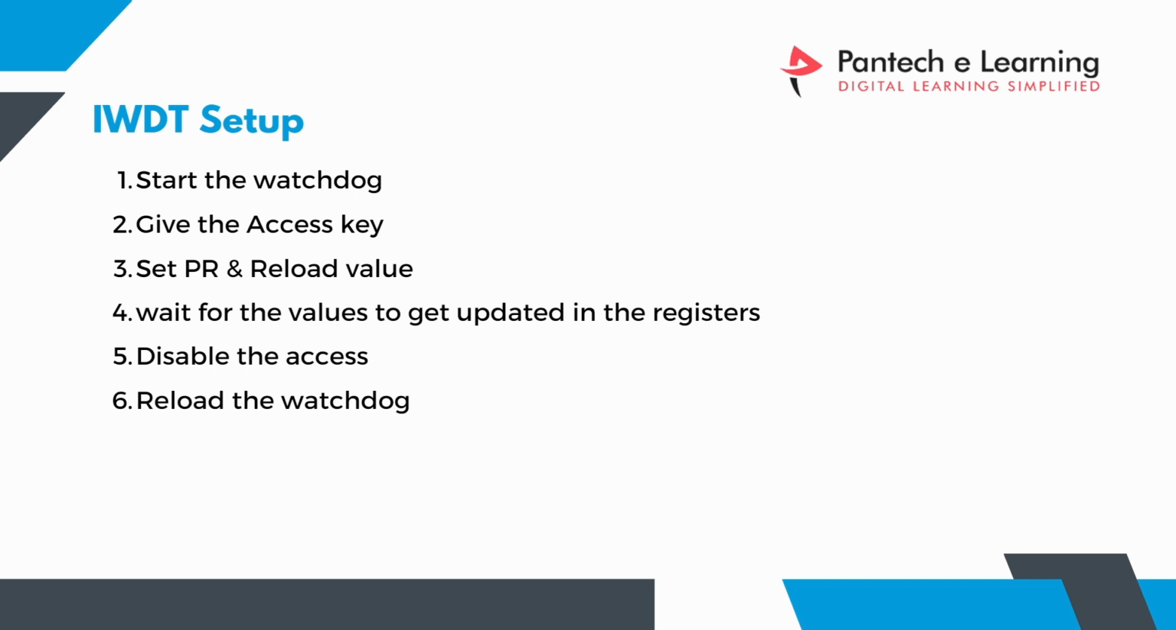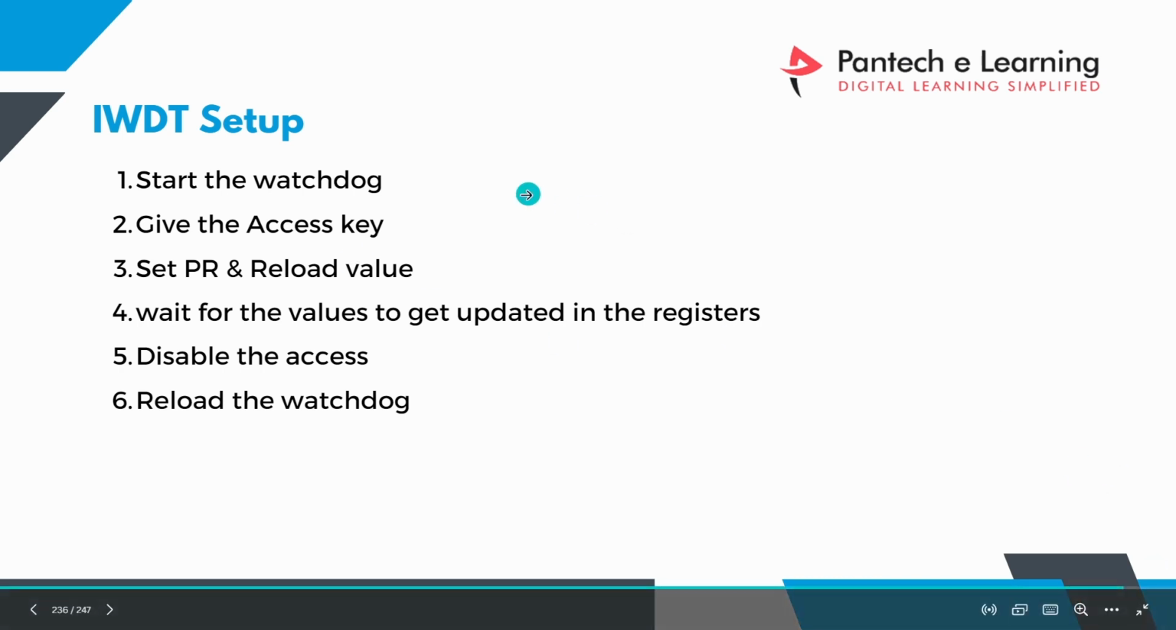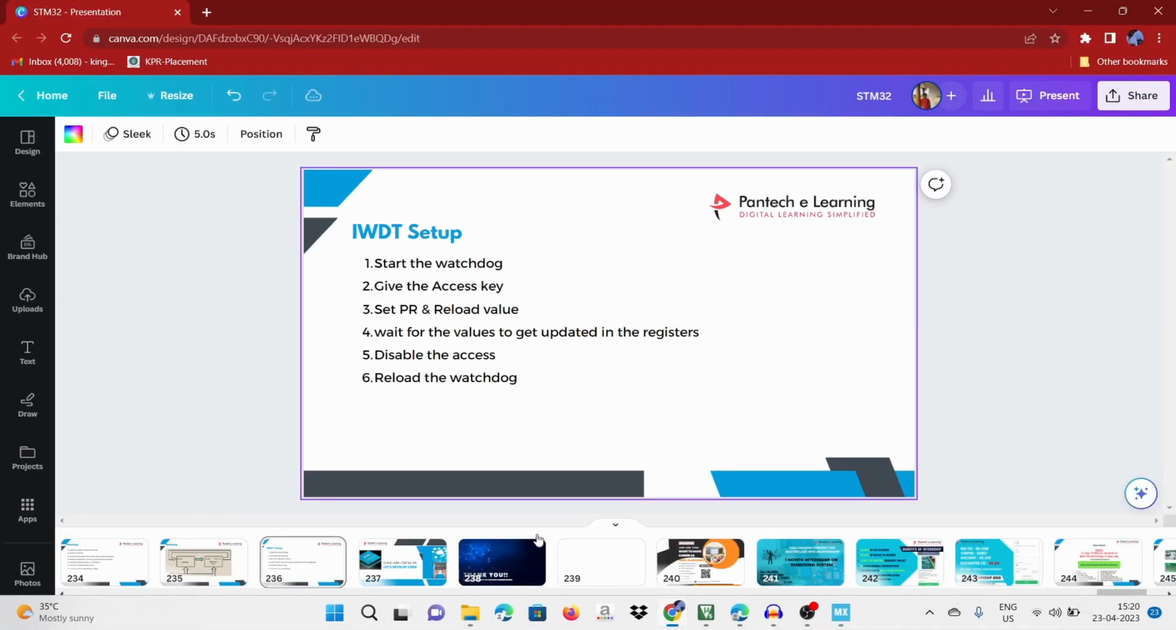We have to wait until these values get updated in the registers. Then we have to disable this access and reload the watchdog timer. Then it will start to run. It is going to down count from the reload value we have given to 0. When it reaches 0, it is going to reset the microcontroller. Before it reaches 0, if we refresh the watchdog timer, it is not going to reset the controller. Okay. So this is how it is going to work. We will implement those things in the code which we developed yesterday.